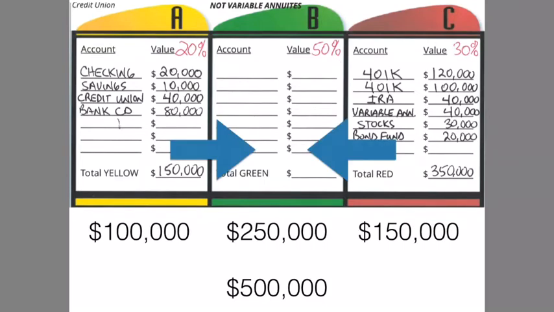So let's take a look at what would happen if we just set things up how they said they wanted it going forward. That would involve switching around some money from the yellow and red and putting some money in green. To get their desired percentages, that would be $100,000 in yellow, $250,000 in green, leaving $150,000 in the red column. Let's see what that would look like.